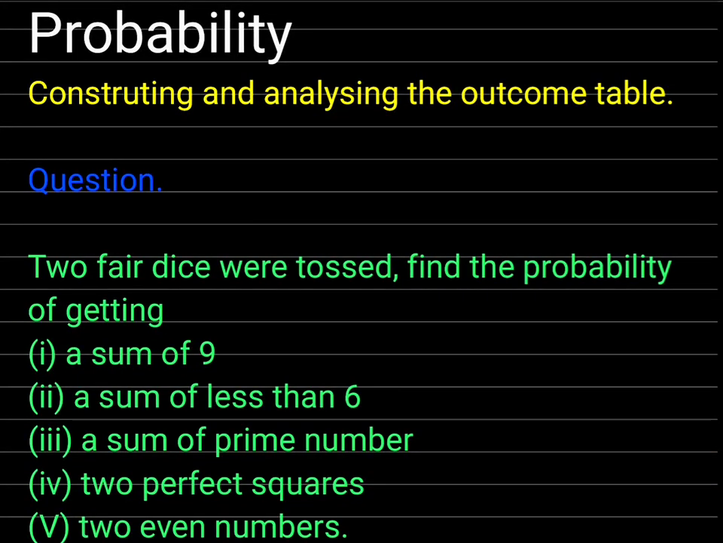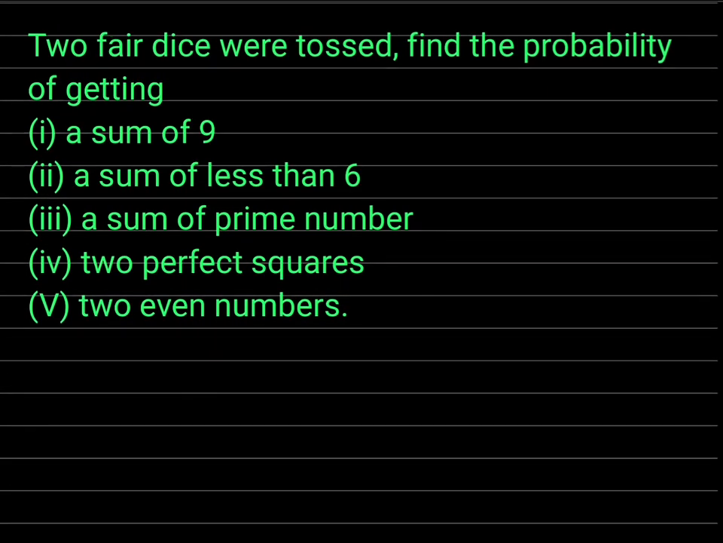Hey students, my good students, we are going to be looking at a question under probability. We are going to see how we can construct and analyze an outcome table. So this is the question below in green. Two fair dice were tossed.